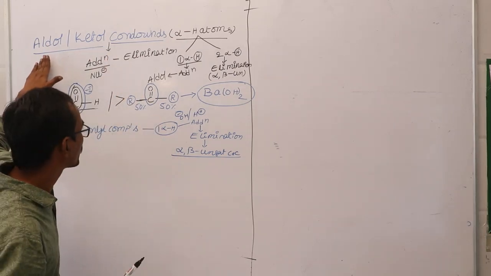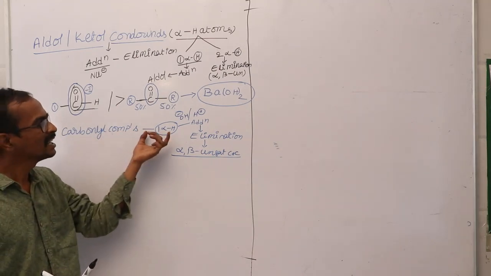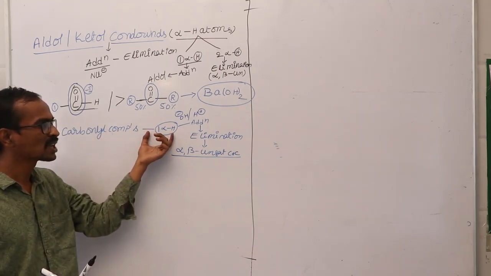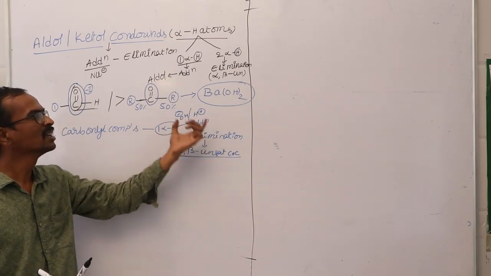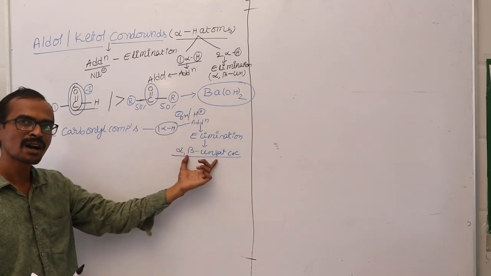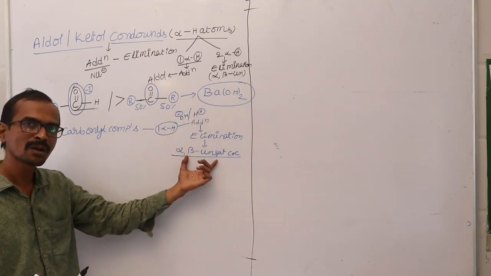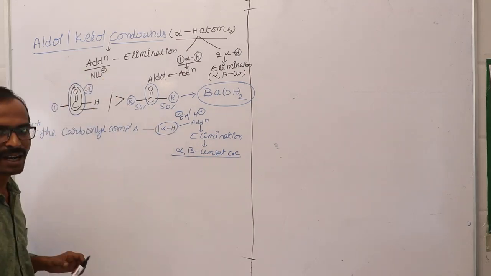Okay, let me repeat the definition again. The carbonyl compounds having at least one alpha hydrogen atom undergo addition elimination reaction in the presence of a base or an acid to form an alpha beta unsaturated carbonyl compound, which is called Aldol condensation.